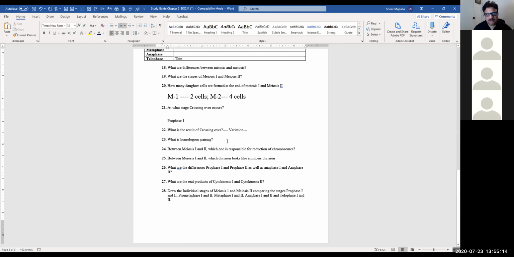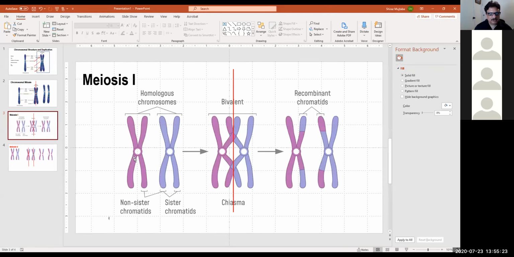What is homologous pairing? Homologous pairing is when two identical chromosomes pair. So let's say chromosome number 1 from father and chromosome number 1 from mom pair with each other, it is called homologous pairing. If the pairing occurs between chromosome number 1 and chromosome number 2, then it is not homologous pairing. It is non-homologous pairing. So I repeat again, homologous pairing means same chromosomes. Chromosome number 1 pairs with chromosome number 1. It is called homologous pairing.